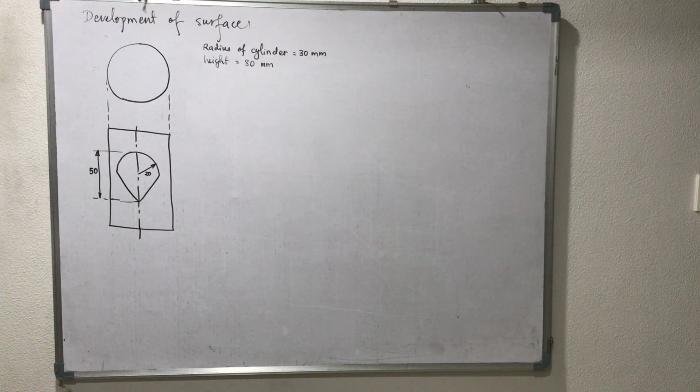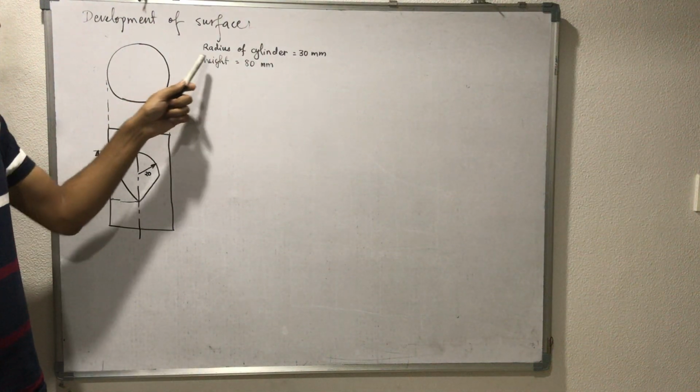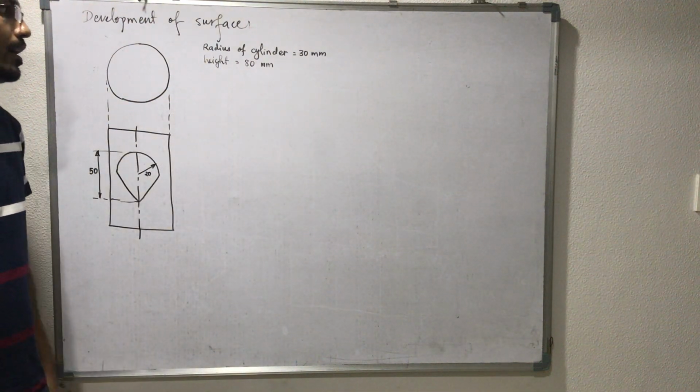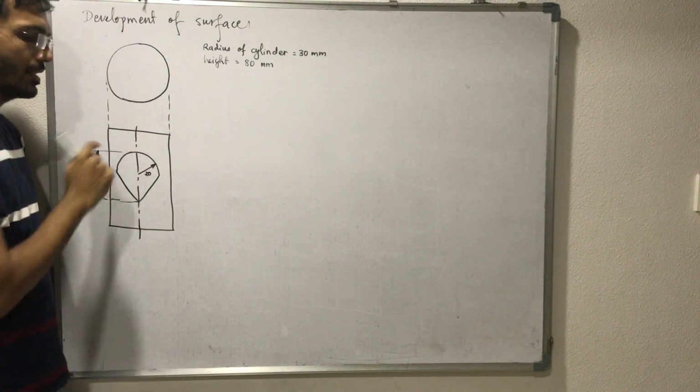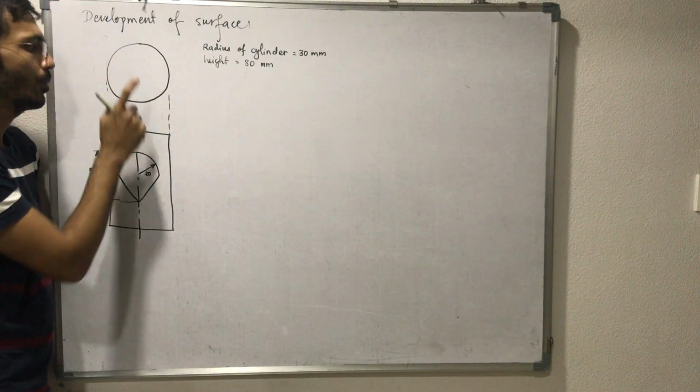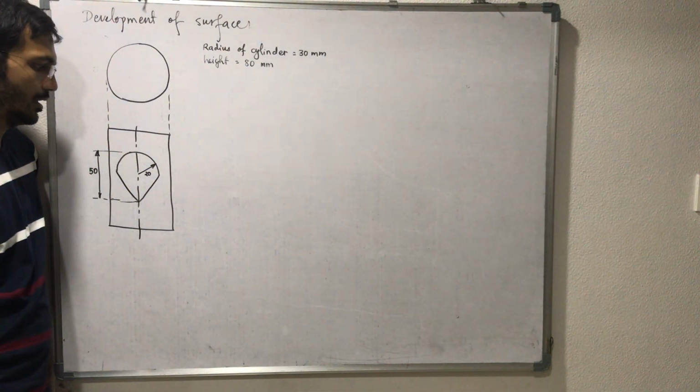Graphics, development of the surfaces for a cylinder. In this question it is given: develop the surface of a cylinder with radius 30 mm and height 80 mm, and this diagram is given, top view and front view. This one is the cut portion of the cylinder.